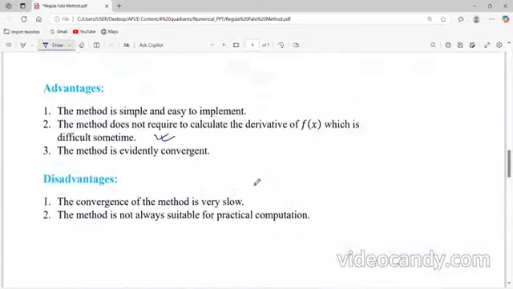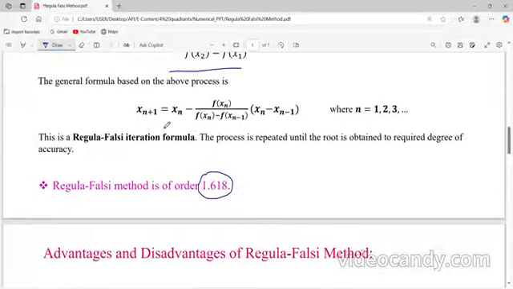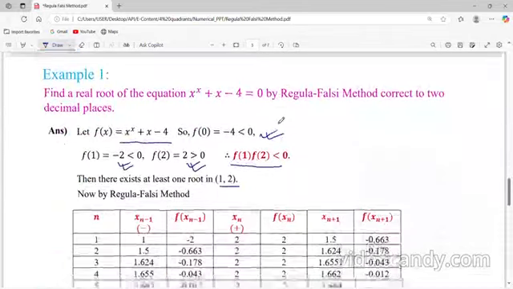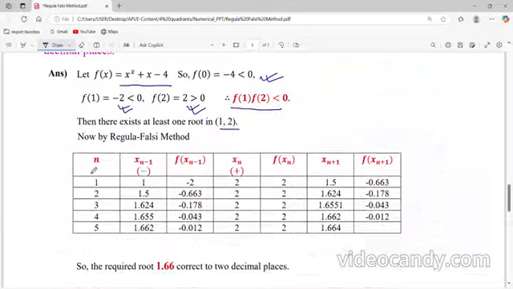So according to the formula, where is the formula? Here is the formula: xn plus 1 equal to xn minus f of xn divided by f of xn minus f of xn minus 1, times xn minus xn minus 1. Okay. So according to the formula, what we need is n, the number of iterations, then xn minus 1, f of xn minus 1, xn, f of xn, xn plus 1, f of xn plus 1.